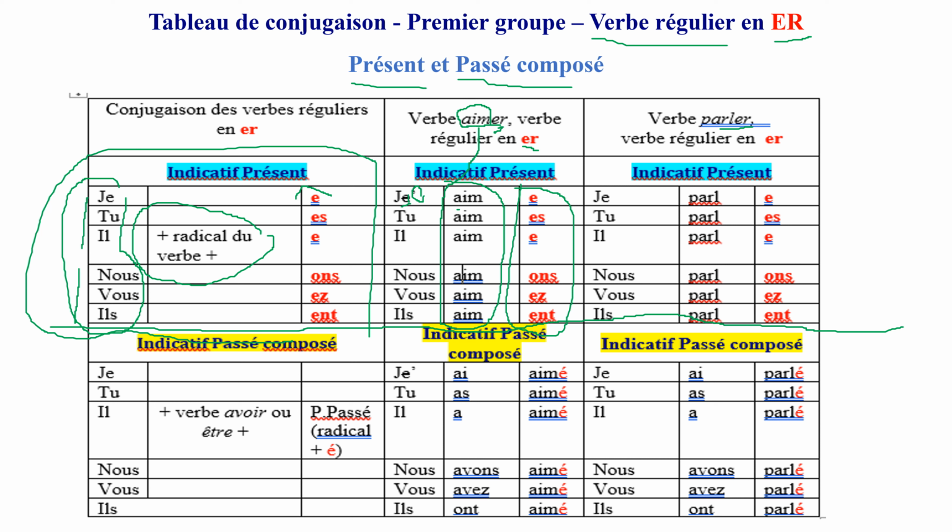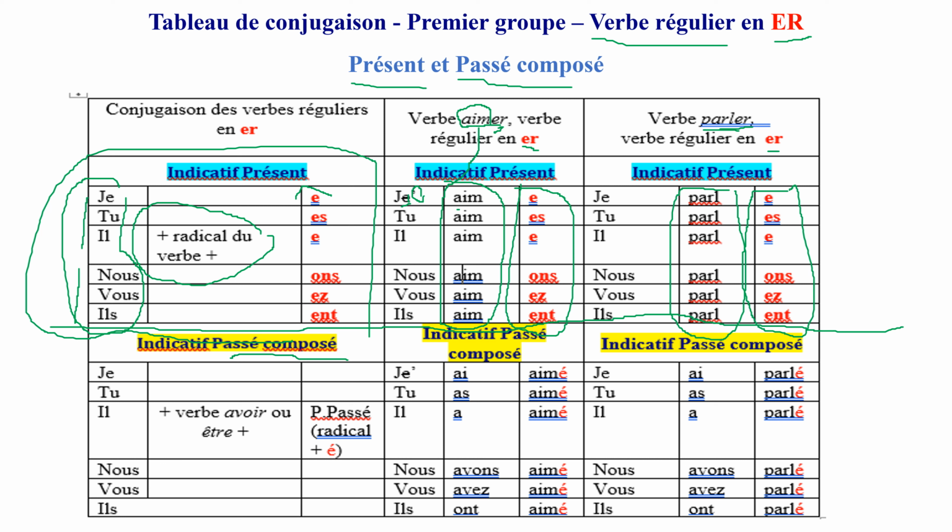Okay, so we'll do the same for parler. We take the root, which is P-A-R-L, we plug it here, and we take the endings for verbs ending in ER: E, ES, E, ONS, EZ, ENT. This reminds me of my days in school when we had to learn this by heart. Well, it helps. Let's look at the indicatif passé composé, the famous passé composé.